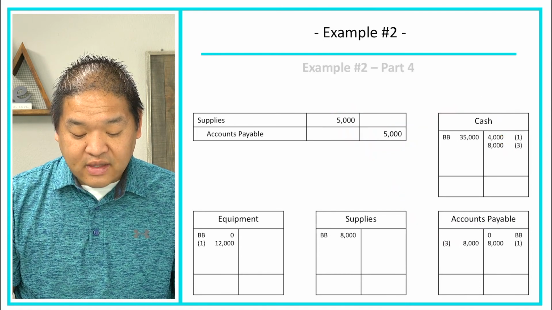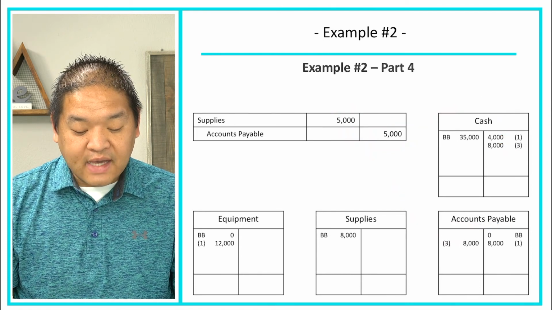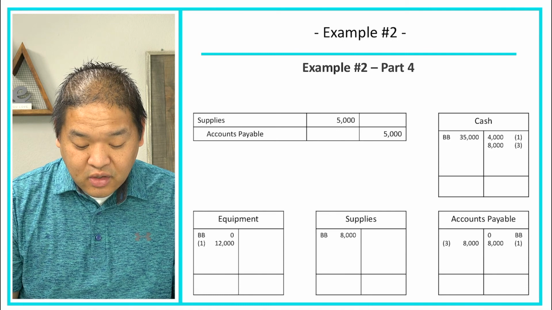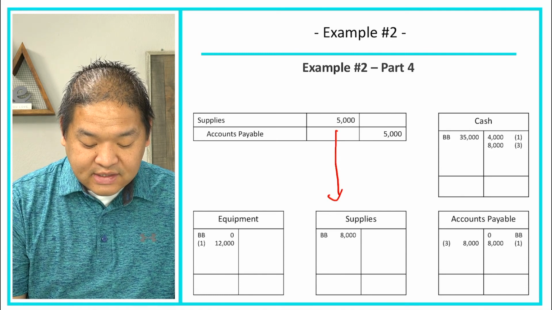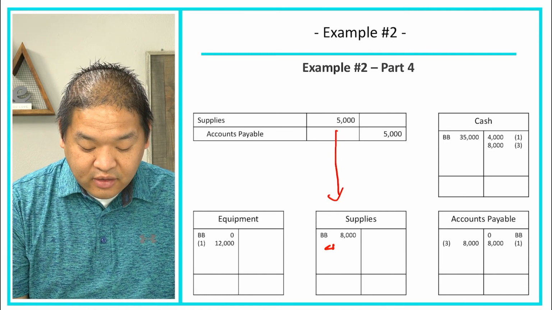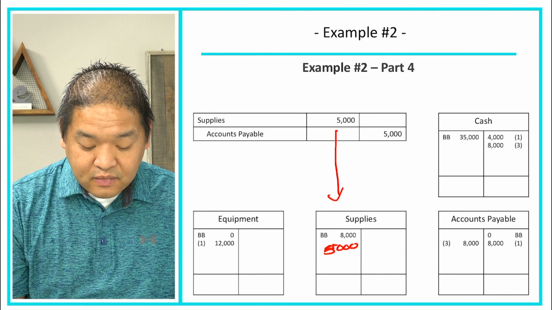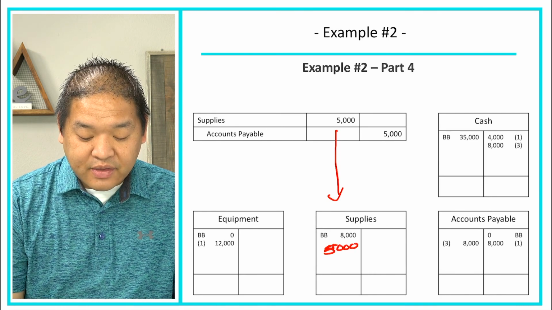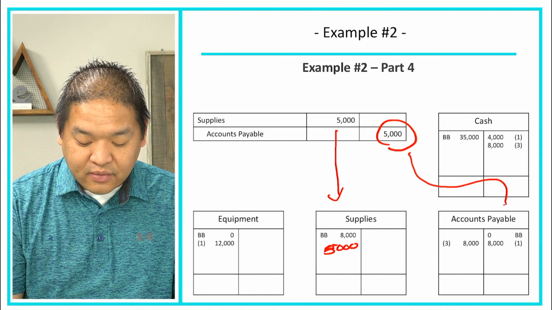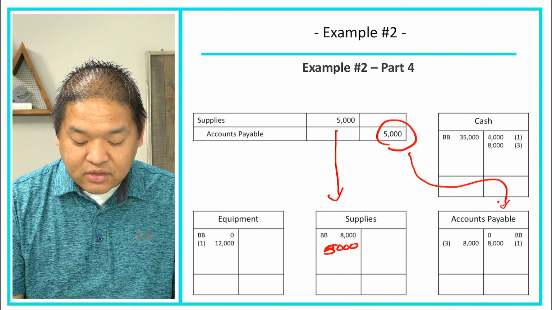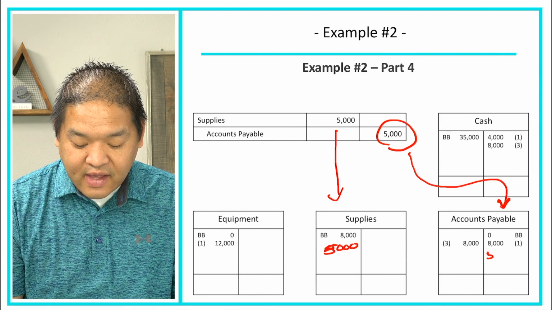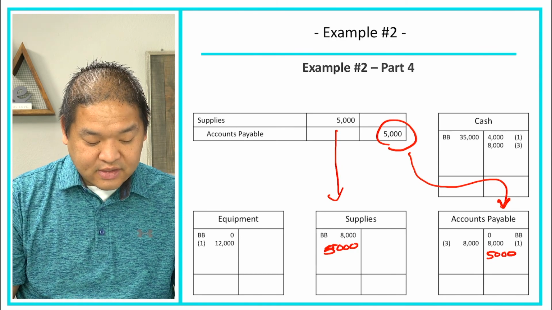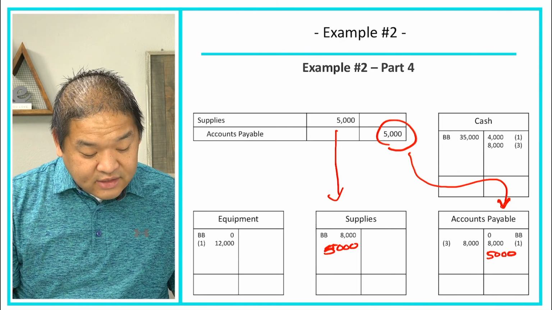All right, moving on to the last one here, part 4. Supplies, debited 5,000. So we'll go over to supplies. It's debited 5,000. And then how do we pay it? We paid it with an IOU. That IOU is going to go on the right side because it was a credit. So right side credit, $5,000 there. Now that is all of our entries.